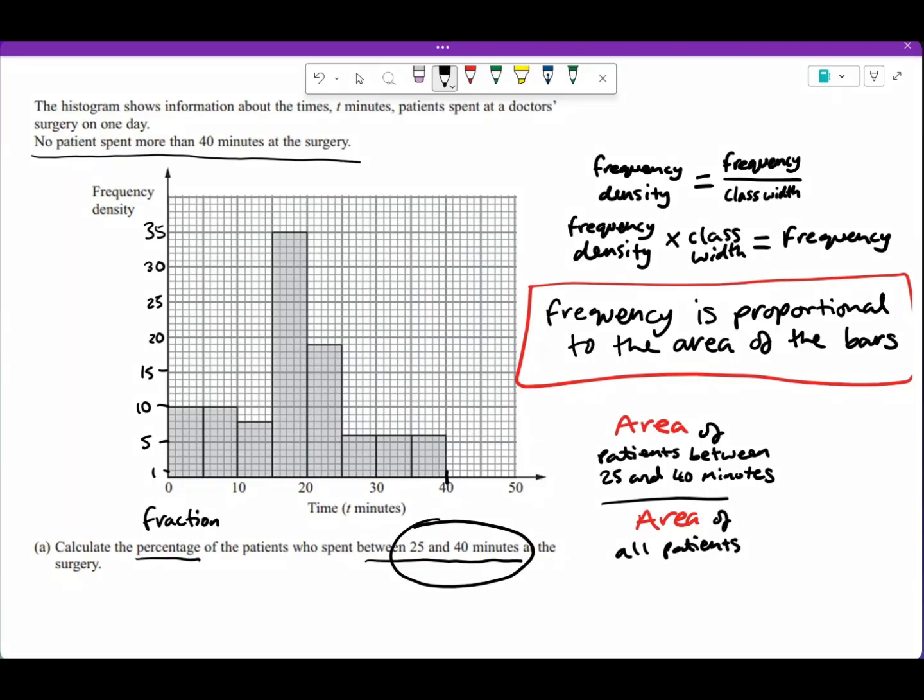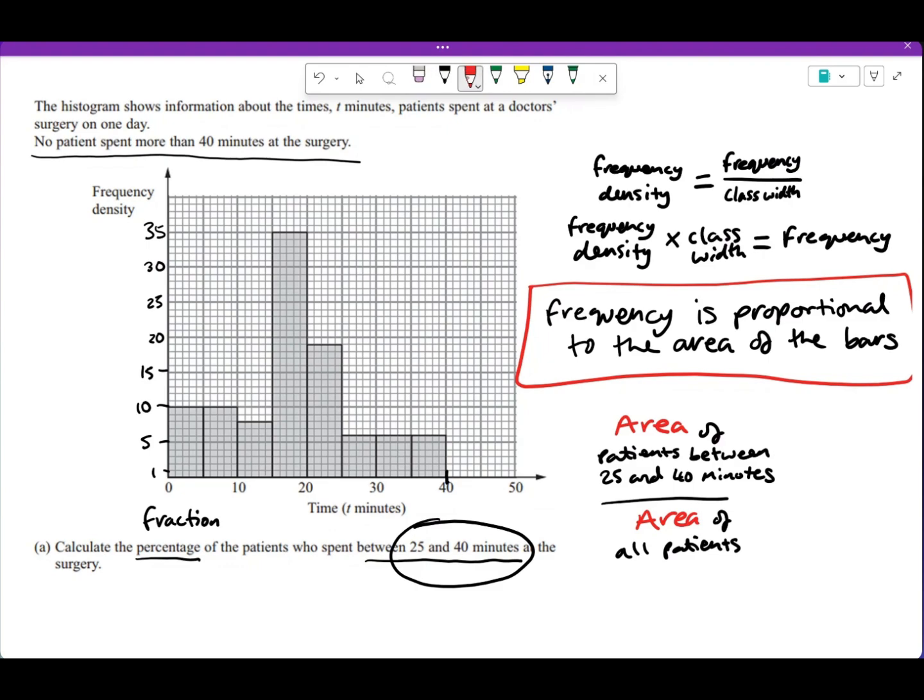So let's start with working out the area of all the patients. I need to work out the area of the entire histogram. So I'm going to have to go through this bar by bar, or some bars, if they're the same height, we could potentially join them together. For example, the first 2 bars seem to be the same height, so they form a rectangle together, and actually it looks like they form a square.